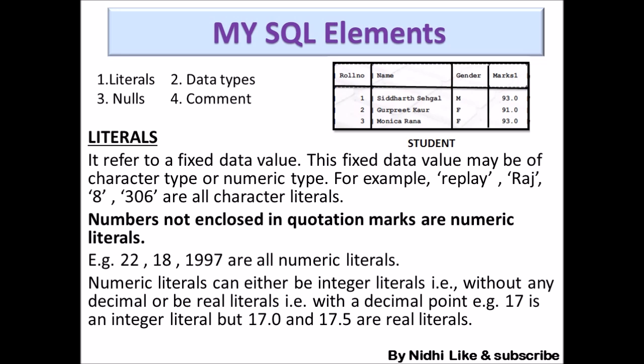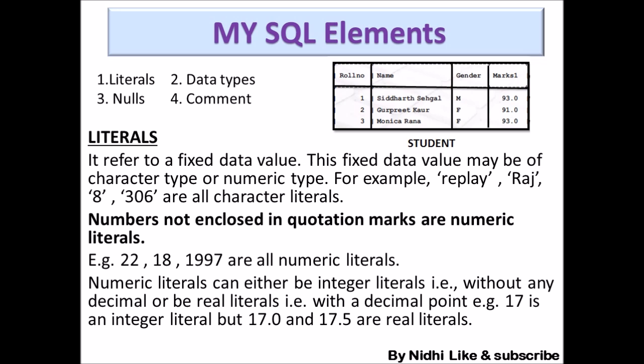This fixed data value may be of character. Character means alphabet. The values can be in alphabetical form or it can be in number form. So here Raj, 8306 are character values. Always we include characters in single quotes. 306 is not a number because we have included it in single quotes, so it is considered a literal. Numbers not included in quotation marks are considered numeric literals.